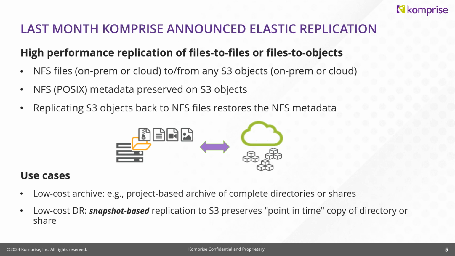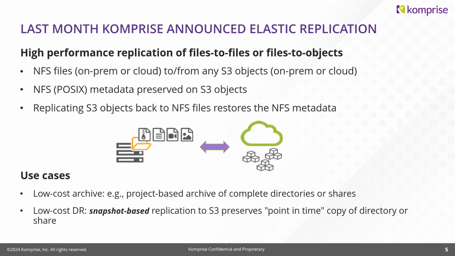We have released this already because some customers have been asking us not only for the DR use case, but even for what they call an offline archive, where they want entire directories, which are usually project-based. They don't need those files on premises anymore. They don't need links to them either. So the tiering isn't necessary. They just want us to essentially copy all that data to another cheaper location. So it's an archive of complete directories or shares.